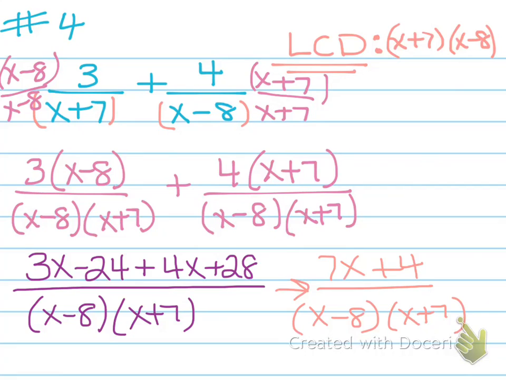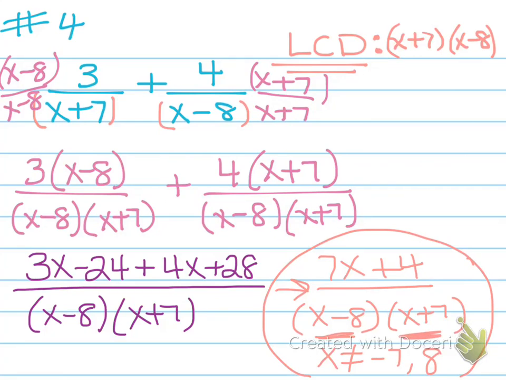Again, you want to see if this can simplify, and since the numerator doesn't have a factor of x minus 8 or a factor of x plus 7, it can't simplify any further. The last thing you need to add is your domain restrictions from the beginning, so x can't equal negative 7 or 8, and those domain restrictions actually stay true the whole time because we have our x minus 8 and our x plus 7 right there in our final answer.